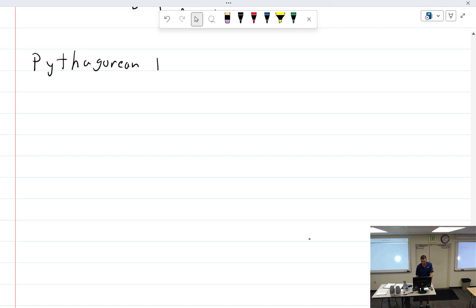Pythagorean theorem. It was named after Dr. Albert Theorem, a Greek philosopher. I don't know. The formula is a squared plus b squared equals c squared.